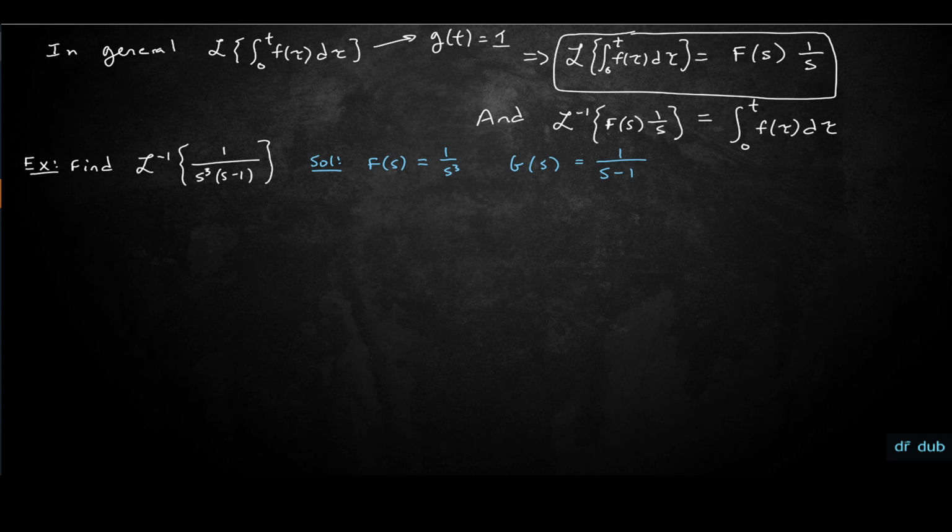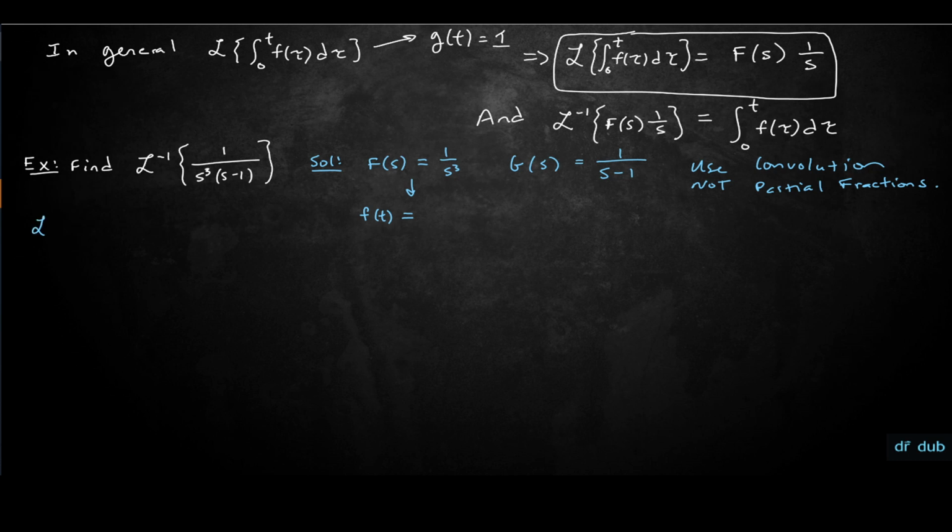Now, I could use partial fractions. We could use partial fractions to do this, but we're going to use the convolution theorem instead. So we use convolution, not partial fractions. So what is f(t)? What function do I take the transform of to get 1 over s cubed?